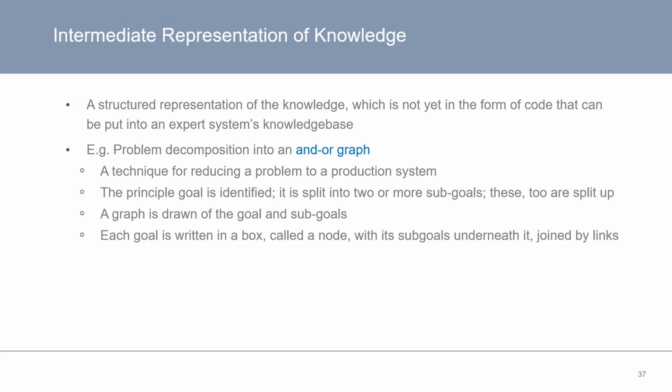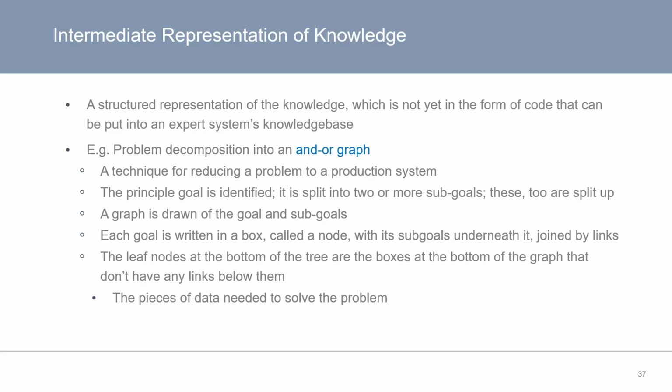Each goal is written in a box called a node, with its sub-goals underneath it, joined by links. The leaf nodes at the bottom of the tree are the boxes at the bottom of the graph that don't have any links below them. These generally represent the pieces of data or facts needed to solve the problem.